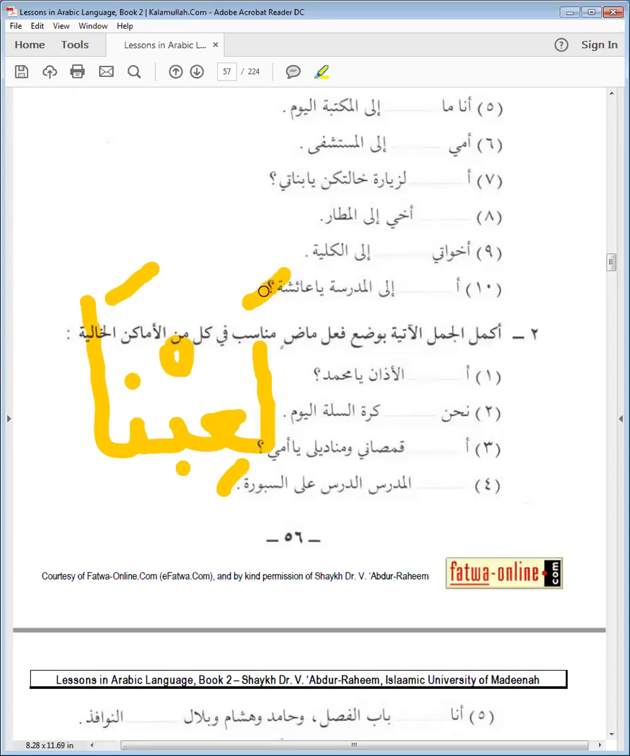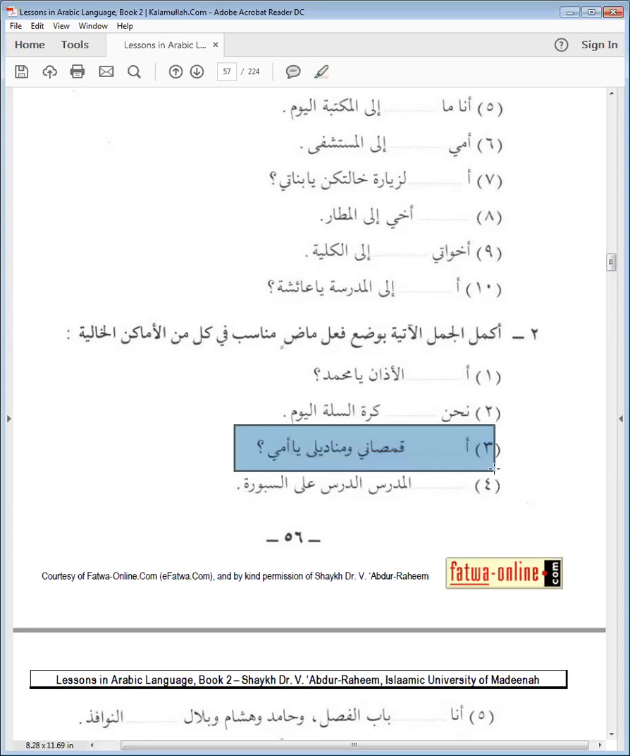Okay, everybody with me? La'ib, na. We played. So this is the verb to play. La'iba. نحن لعبنا كرة السلة اليوم. Next one, we have here something.